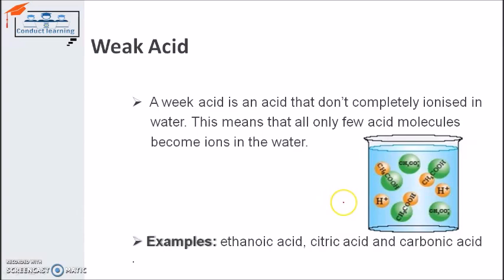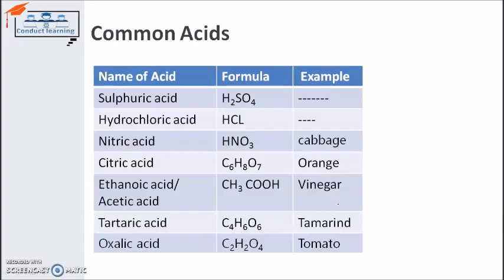You can also take citric acid instead of ethanoic acid. The formula for citric acid is C6H8O7. So it also produces ions in water, but less than a strong acid. Another topic is some common acid names. Here are the common acids, their formulas and where they are available.